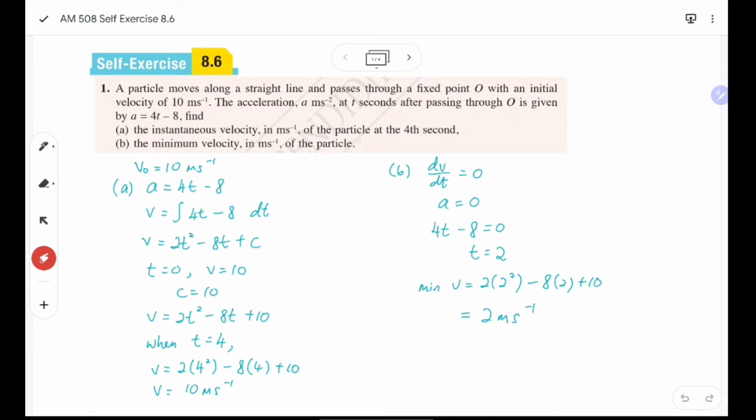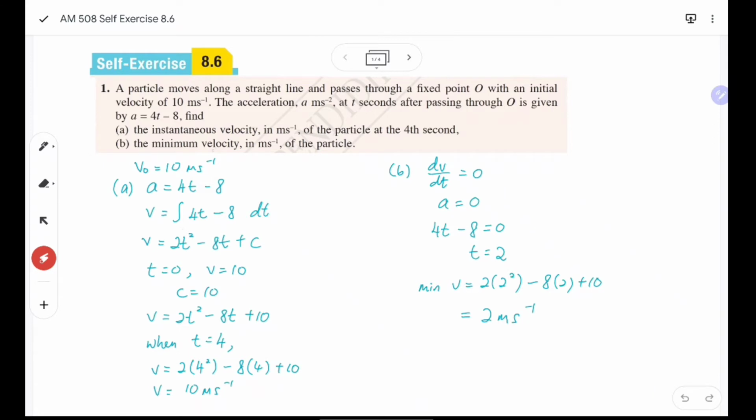So, when the particle is at the 4th second, when t equals to 4, v equals to 2 times of 4 squared minus 8 times 4 plus 10. And we get v equals to 10 meter per second. B, the minimum velocity of the particle.